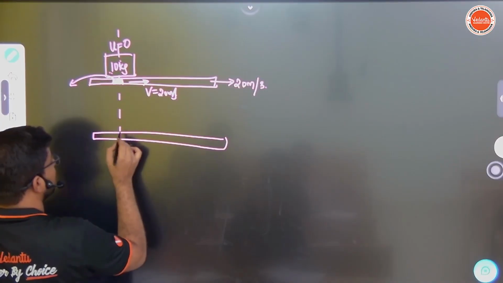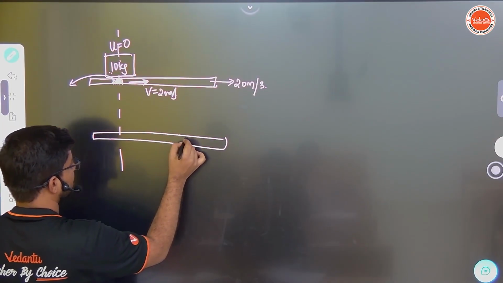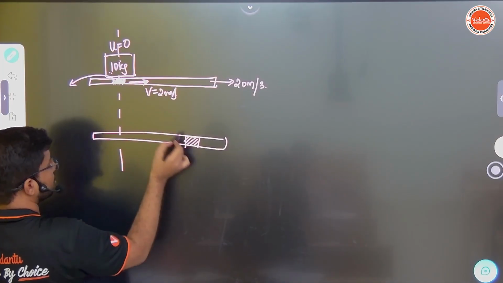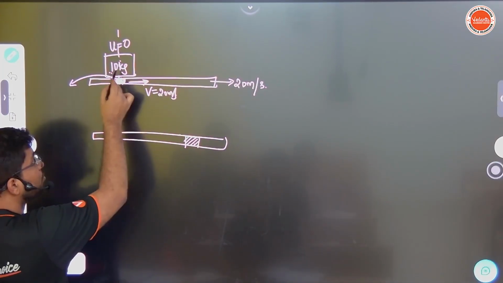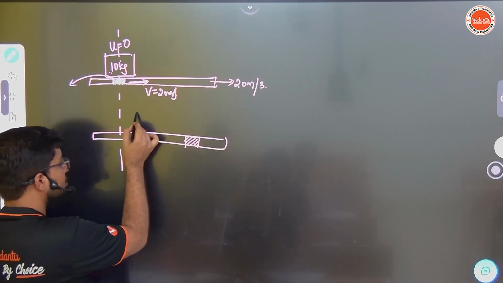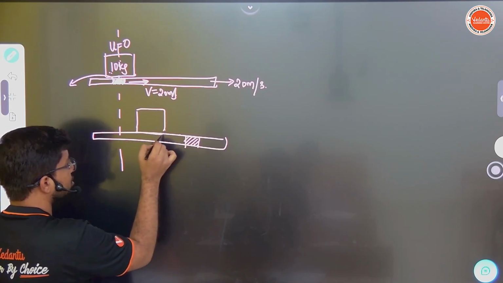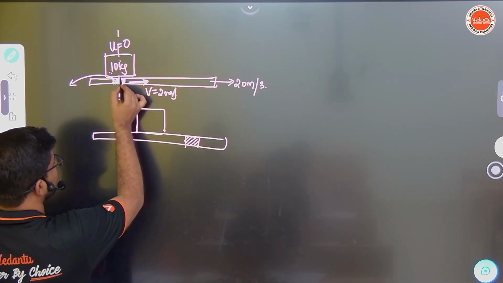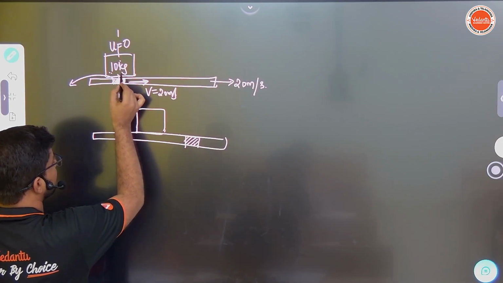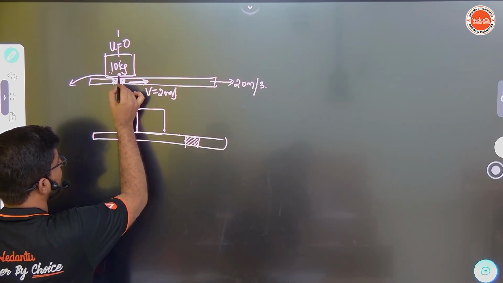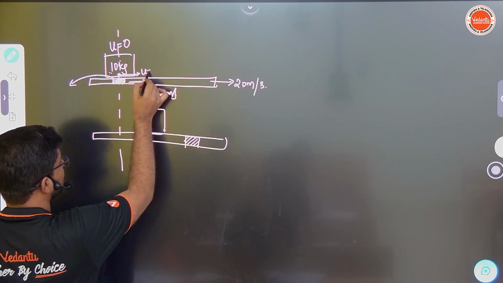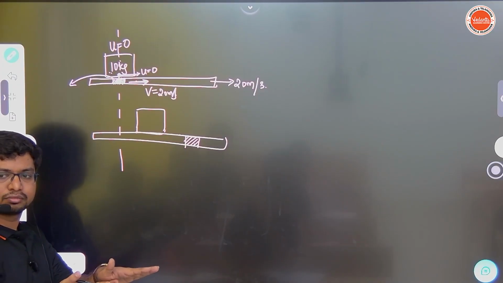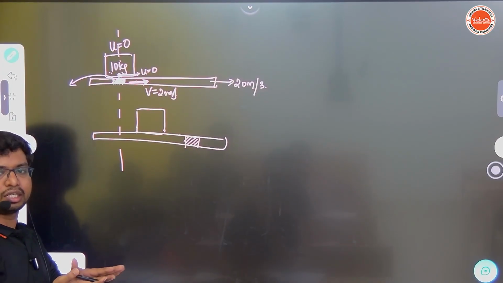Right now, after some time, let us say that this marking has reached this location. Where will the block be? Somewhere over here, right? What is the reason? Because if one point is having a 0 velocity and the other point is having 20 meter per second, that means they are slipping. Correct? There is a relative slipping here.